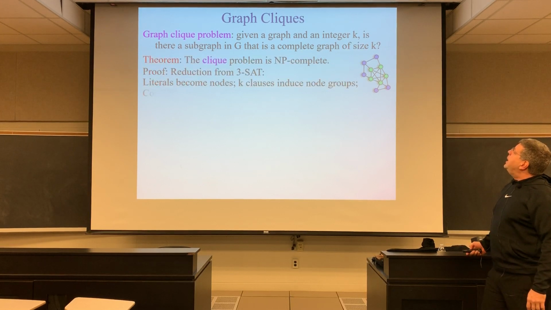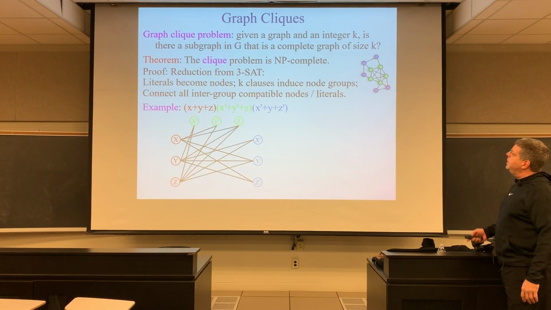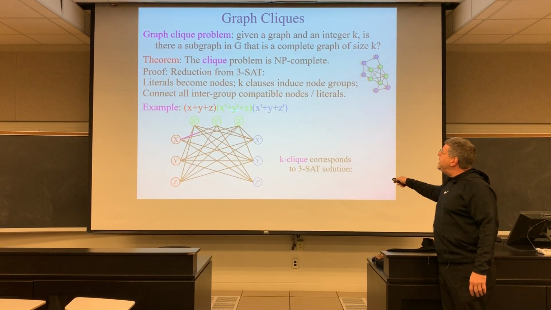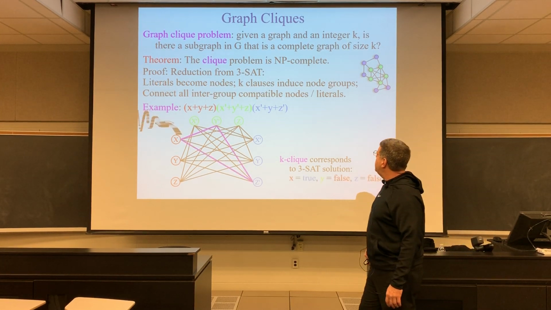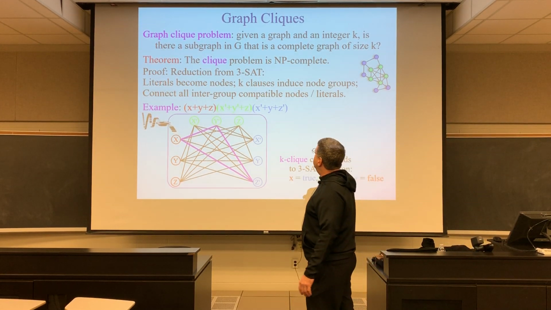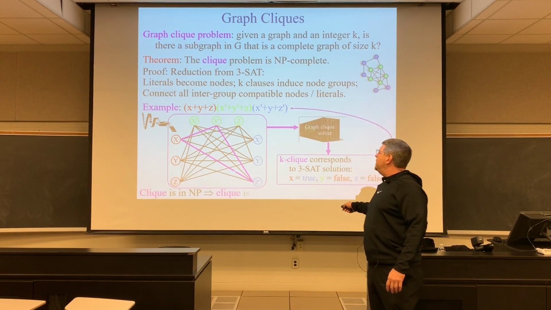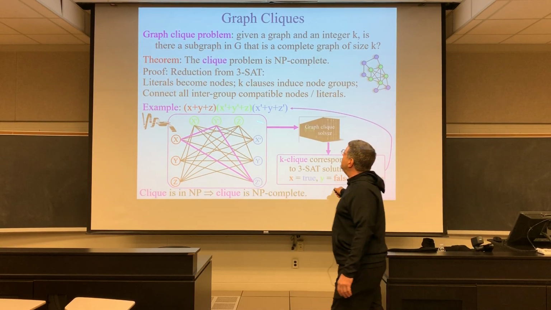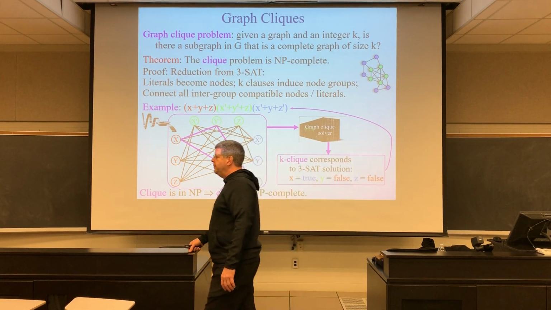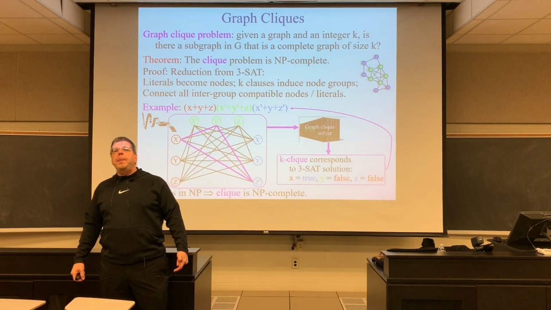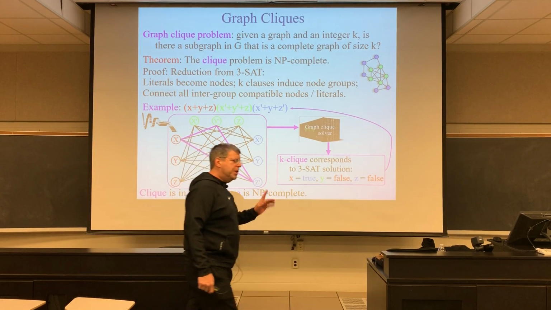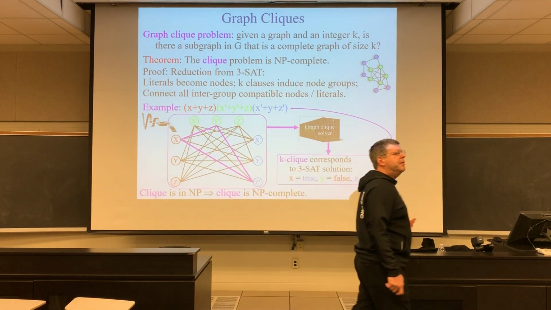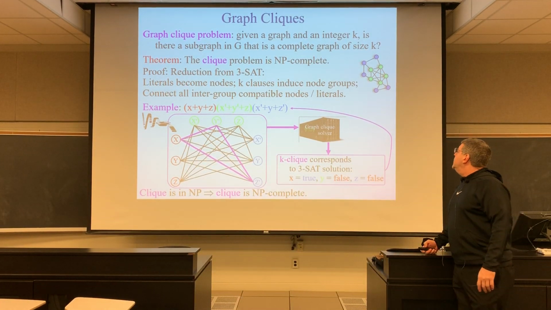So we talked about graph cliques. We said you can convert satisfiability, in particular 3-SAT, to a graph clique problem in such a way that the resulting graph has a clique if and only if the original formula that induced that graph has a satisfying assignment. So you reduce the problem of satisfiability to the graph clique problem.